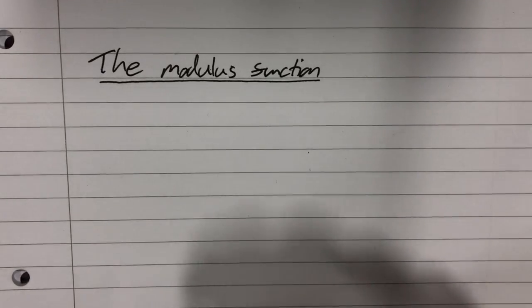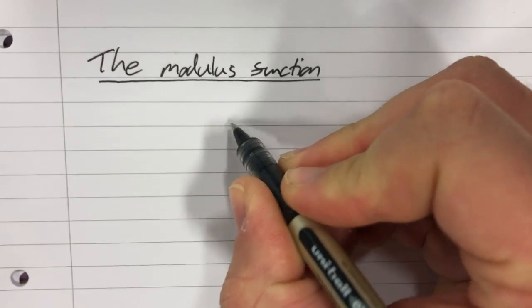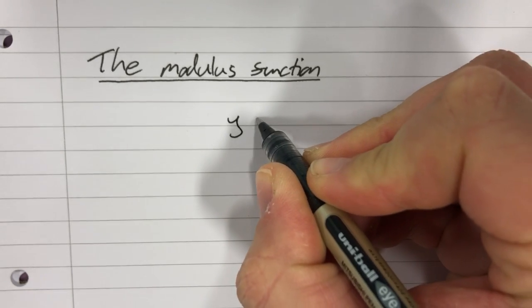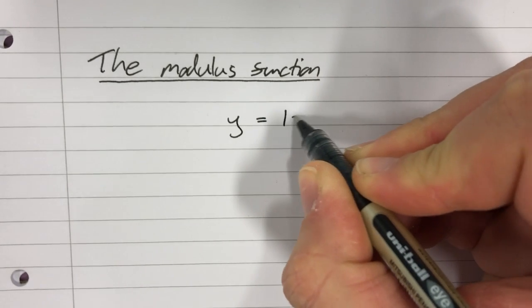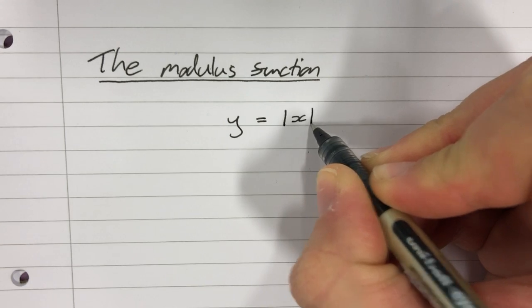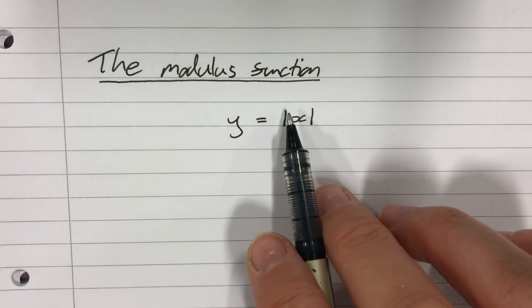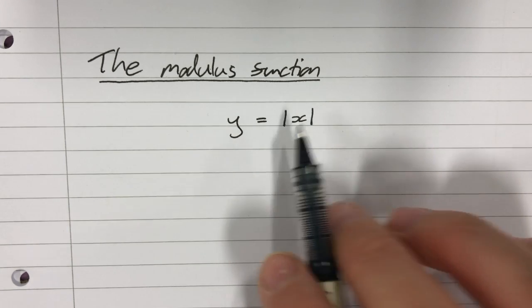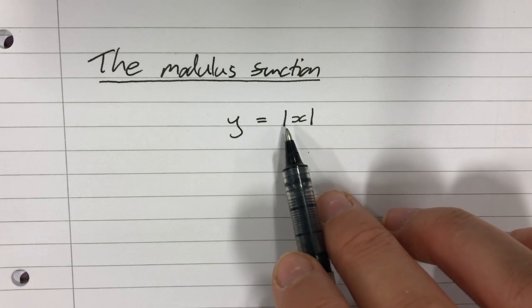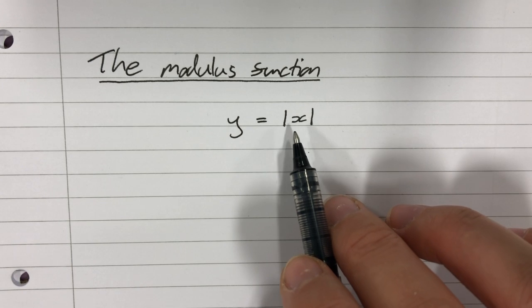Okay, this is the modulus function. The modulus function is written as an x or something between two vertical lines. So it's not a bracket, it is a modulus bracket, if you like. And what it does is it takes the sign of x and ignores it.